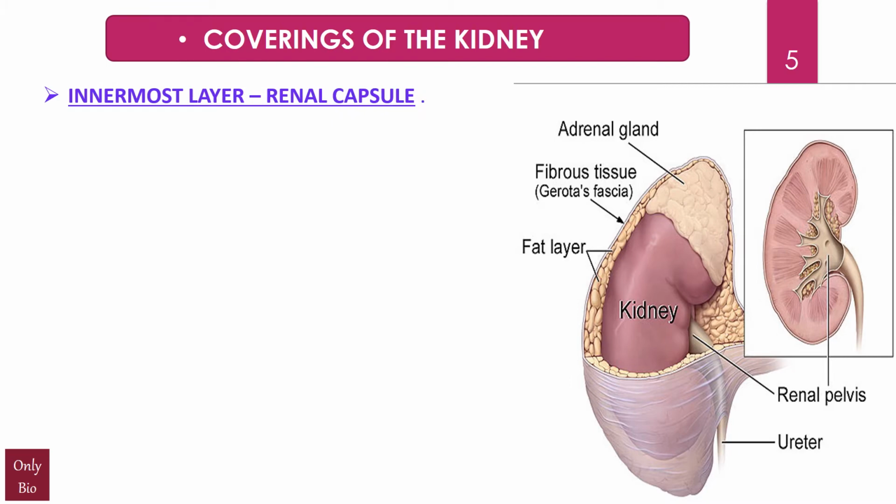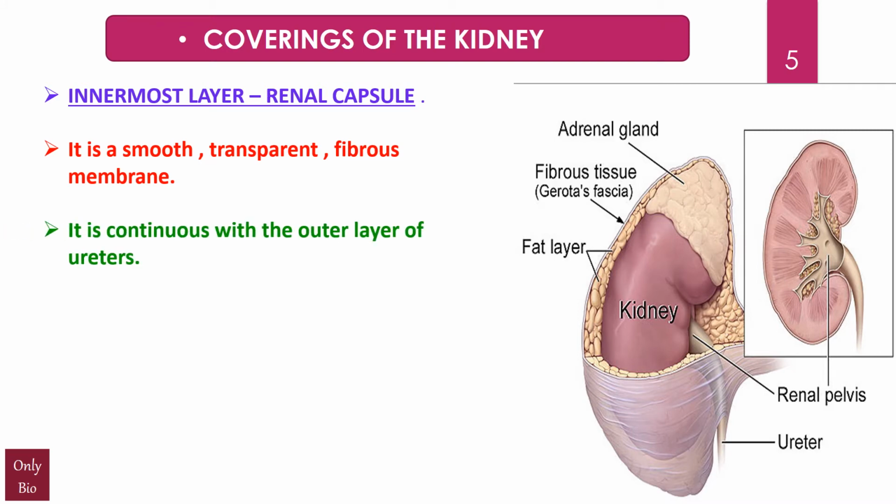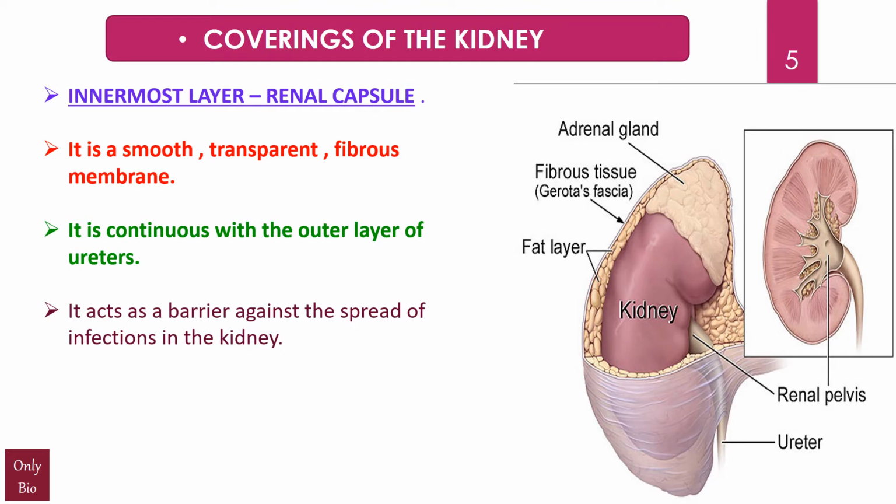So the innermost layer is the renal capsule. It is a smooth, transparent, fibrous membrane. It is continuous with the outer layer of the ureters. Can be asked to you as an MCQ, so worth noting again. It acts as a barrier against the spread of infections in the kidney. So the microbes can't directly attack the kidneys just because the renal capsule is going to cover the kidneys as well as the ureters. So it acts as a barrier. Barrier here is nothing but an obstruction.